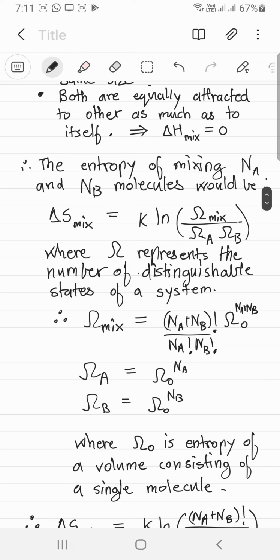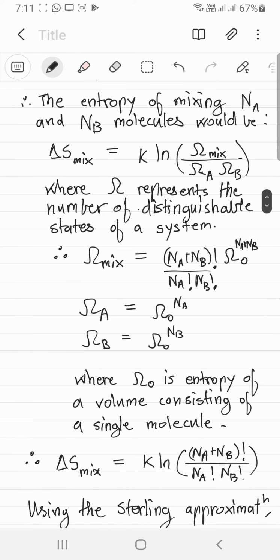So for the mixture, our omega is Na plus Nb factorial upon Na factorial Nb factorial, which looks like Na plus Nb choose Na, and that's a good interpretation, because basically we are choosing Na sites out of the total Na plus Nb. Now the total is Na plus Nb, before they were separate. So out of those we are choosing Na sites for the A molecules to be put in. And then this thing, omega naught to the Na plus Nb, omega naught is, well, this is not supposed to be the entropy, so this is not the entropy.